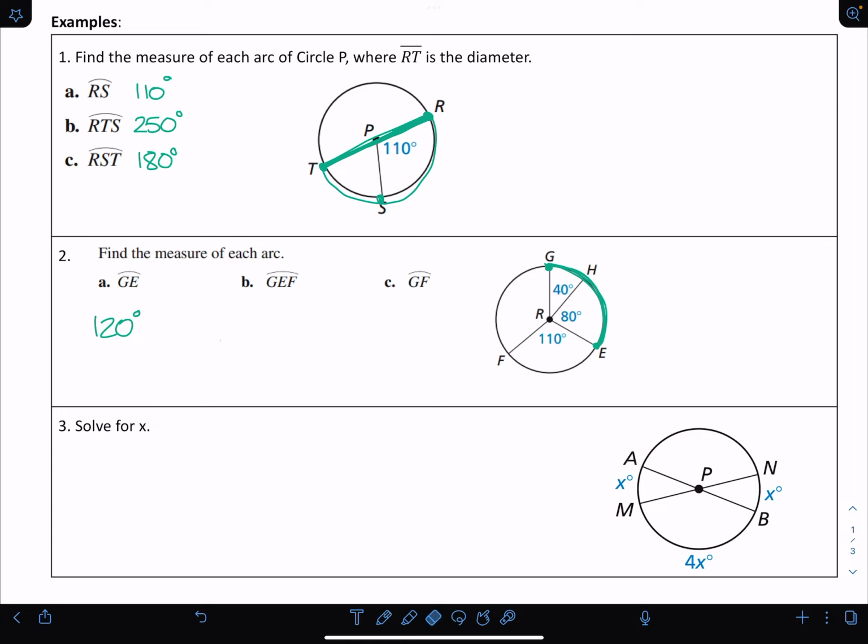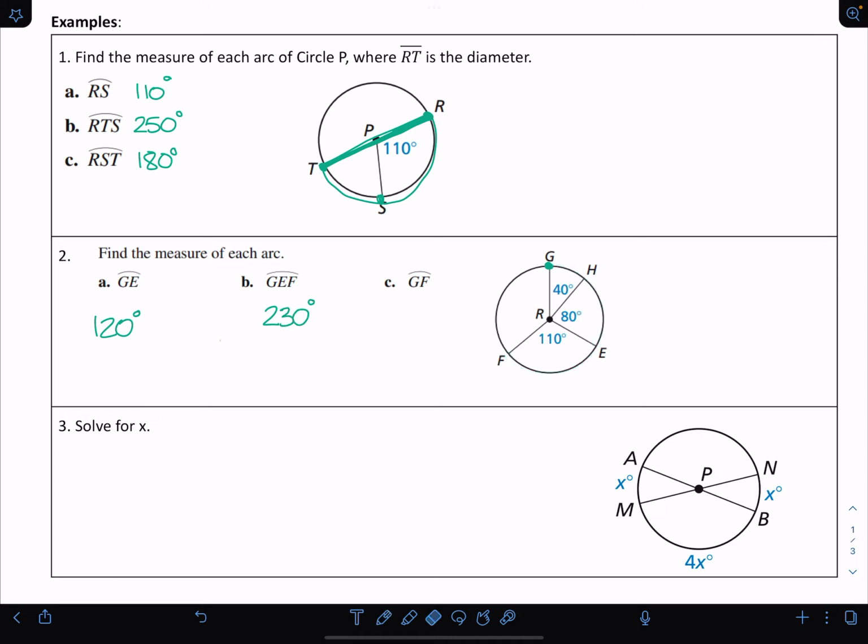Next, we've got arc GEF. So G is right here. We're going over here to E, and then we're going all the way around to F. So that's all three of those together. So 40 plus 80 plus 110 would give us 230 degrees.